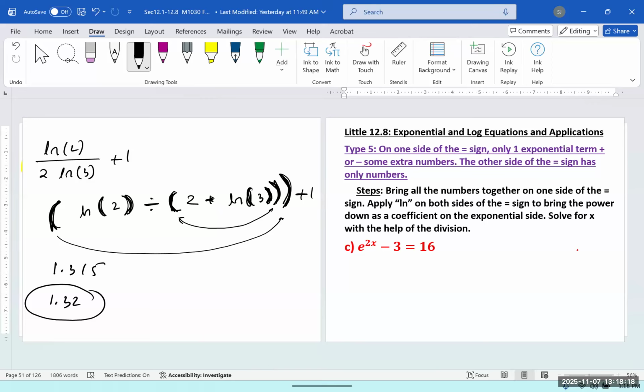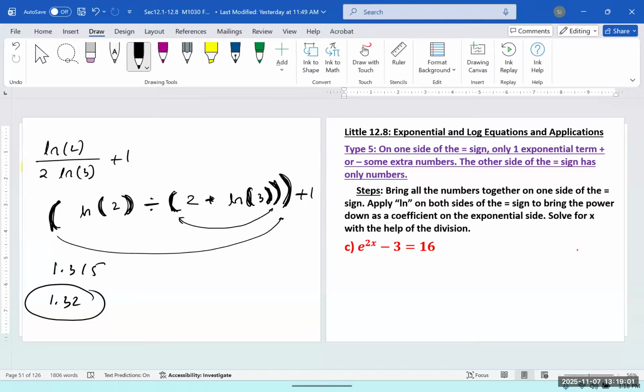The last type of exponential function, which is reserved for 12.8, but we are going to put it here because it goes all the way with the other four types. In this type, on one side of the equal sign, we have only one exponential term plus or minus an extra non-exponential number, equal to another number. So one exponential term, but multiple numbers. If you have this scenario, then your goal is to combine all the numbers on one side and leave your exponential equation alone on one side.